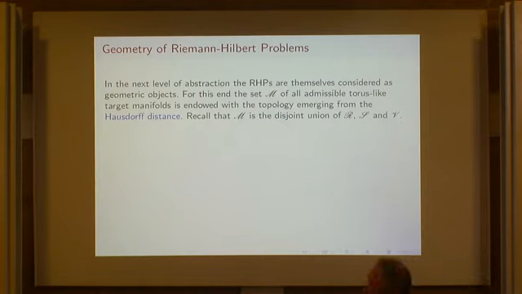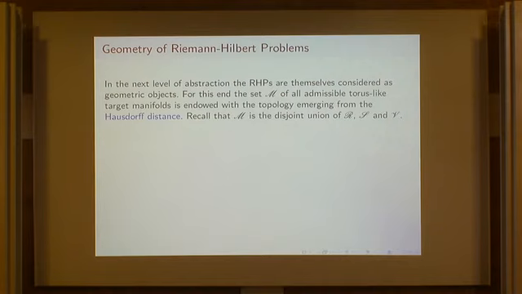So let's still go a step further. So far we considered individual problems with a given target manifold. But we can also consider parameter-dependent problems. So we have a family of target manifolds and we deform these target manifolds. What's happening? In order to study such deformations, we need a topology, and we equip this set M of all admissible torus-like target manifolds with the Hausdorff distance. So this is just what one intuitively understands by distance of two geometric objects.